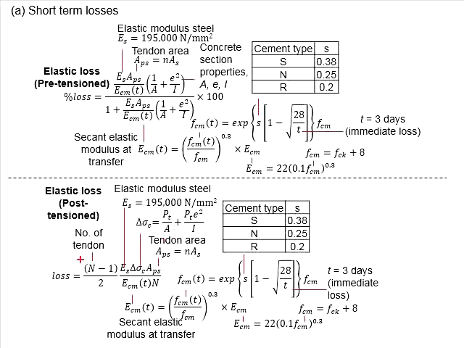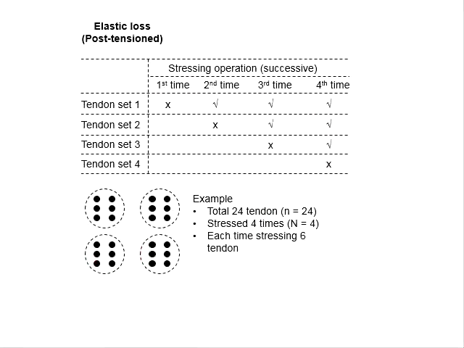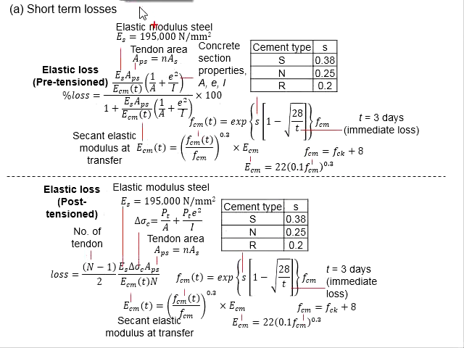What you see here, there are 2 Ns. Try not to confuse these 2 Ns. In the example just now, a total of 24 tendons is being stressed by 4 times of stressing operations. The big N will be equal to 4 and the small n will be equal to 24. The values are to be substituted into the equation here.